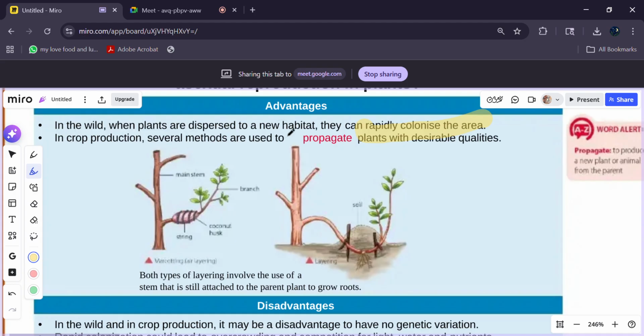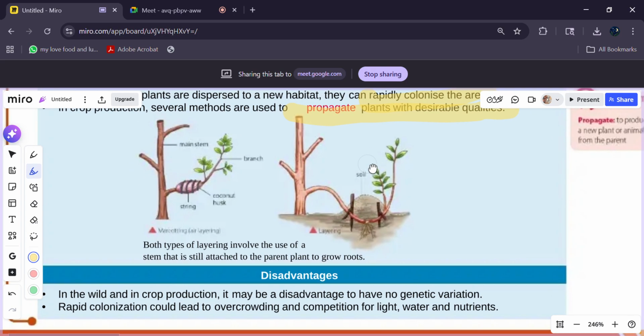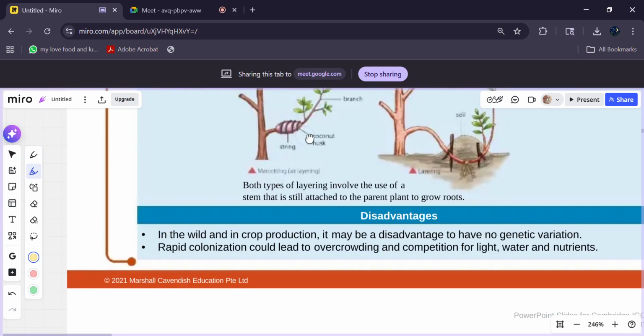In crop production, several methods are used to propagate plants with desirable qualities. Farmers use asexual reproduction to clone plants that have desirable qualities that they need. Let's say a plant is disease resistant. It has a famous disease, and it could resist the disease. A farmer would obviously use asexual reproduction to clone that plant so that it could be resistant to a specific disease. Now, layering involves use of a stem that is still attached to the parent to grow roots. So this is considered an advantage.